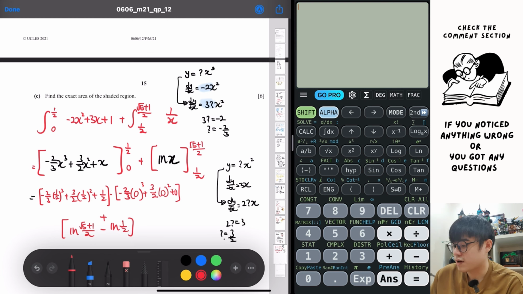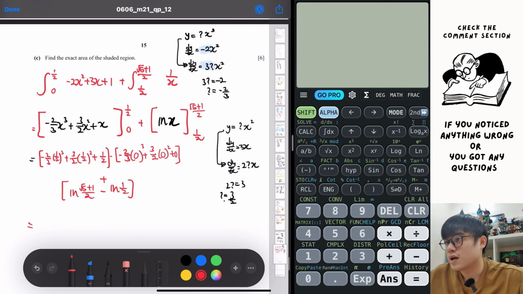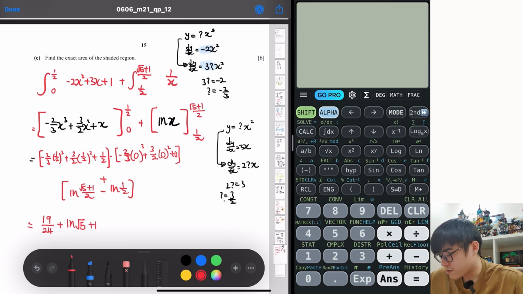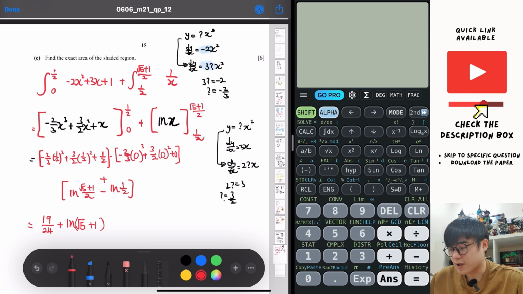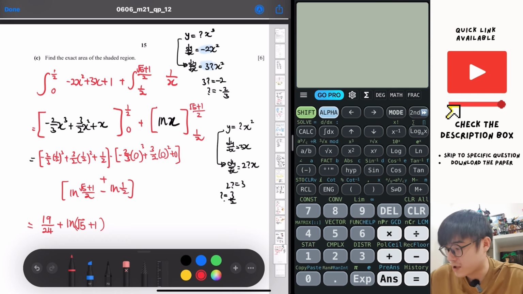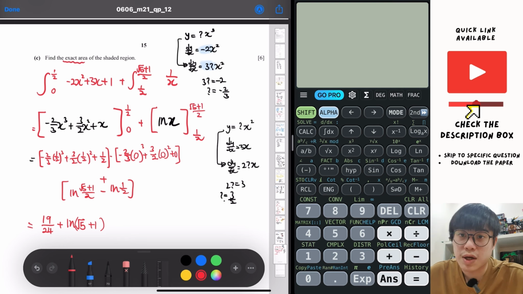So you will get your final answer of this as 19 over 24 plus ln square root 5 plus 1. I can't write the results in decimal form because you will have unlimited decimals at the back. Okay, it's very troublesome because you can't get to the exact area that they are looking for here. Notice that they use this keyword everywhere, so you must fulfill the requirement that they have set there.